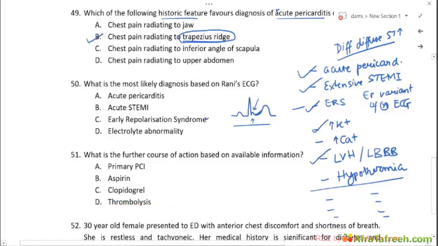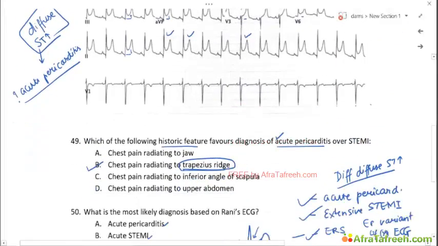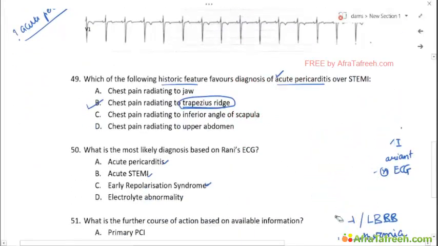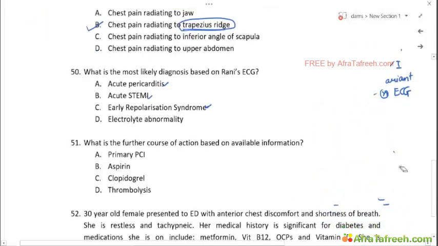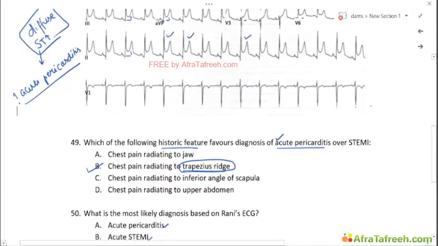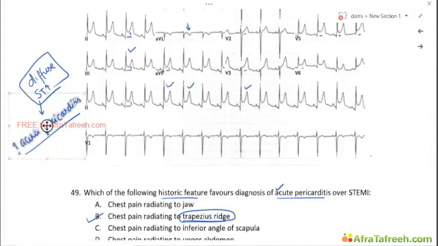Okay. So we have this as a differential, electrolyte abnormalities, acute STEMI. All of these options can cause diffuse ST elevation. Okay. So let's examine the things. For an ECG to qualify for acute pericarditis, there are some rules. Okay. It's easy to label a significant ST elevation as acute pericarditis, but doing so may also significantly do harm, because we may miss some important diagnosis there.